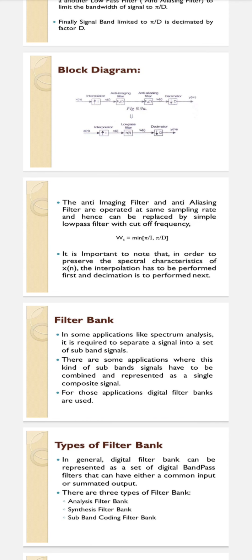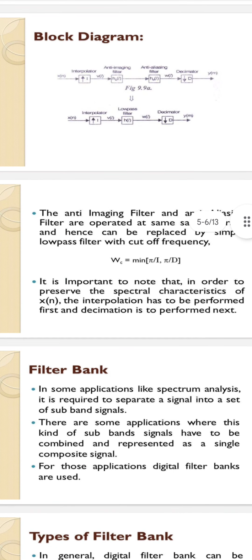So you can see the block diagram here. First we have an input x of n, which goes through an interpolator, which converts it into v of l. Then it goes through an anti-imaging filter, then through an anti-aliasing filter. We get w of l. Then it goes through a decimator, and we get the output y of m.